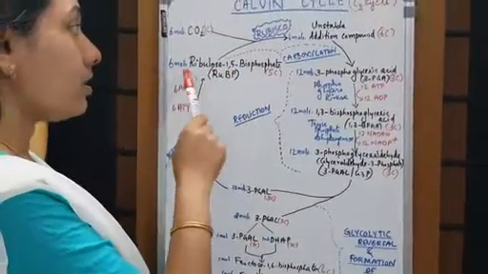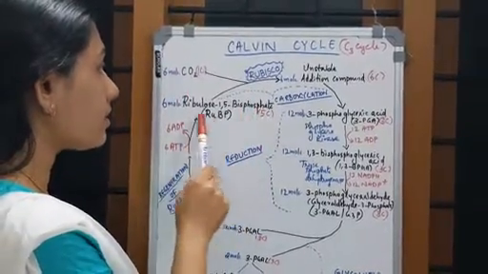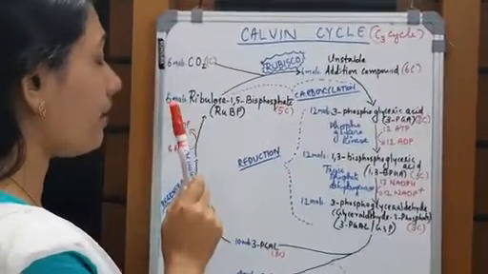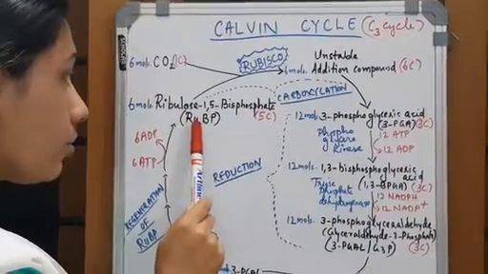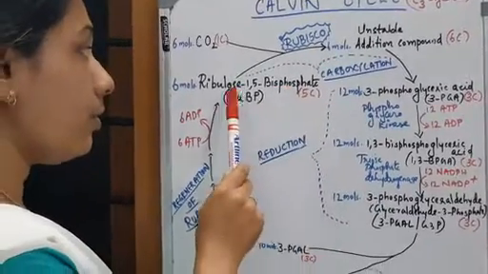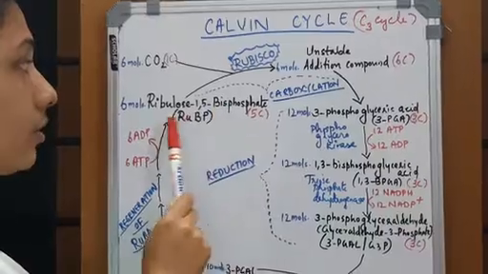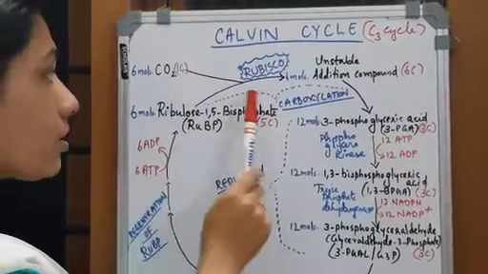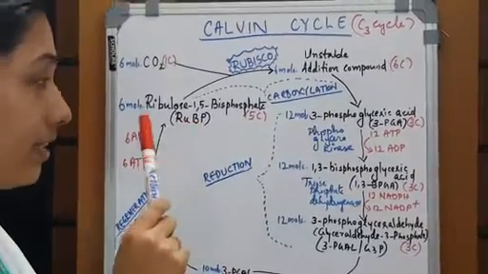So carboxylation is the first step. So the reaction starts here. This is the carbon dioxide acceptor in the Calvin cycle. It is ribulose 1,5-bisphosphate, also known as RUBP, which is a 5-carbon compound. As you all know, it is a pentose sugar. Ribulose is a pentose sugar with 2 phosphate groups on either side. So this compound acts as the initial carbon dioxide acceptor in the Calvin cycle.